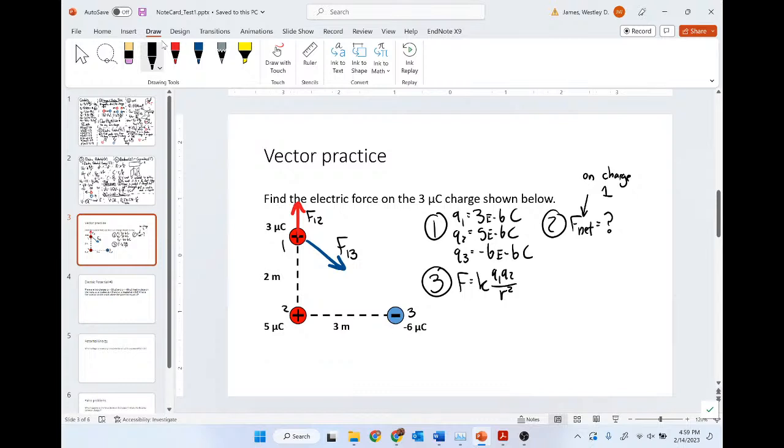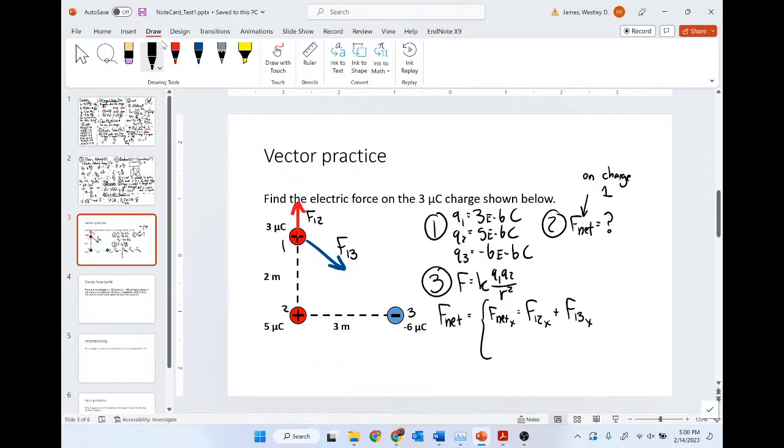And then we've got to get the net force. So we're going to have to add up all the x's, add up all the y's. So to get the F net, I'm going to put that here. We're going to need to get the net x, which is going to be the x component of F12 plus the x component of F13. I left these both as positive.